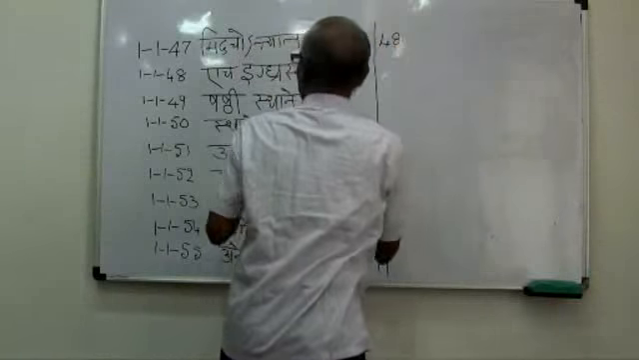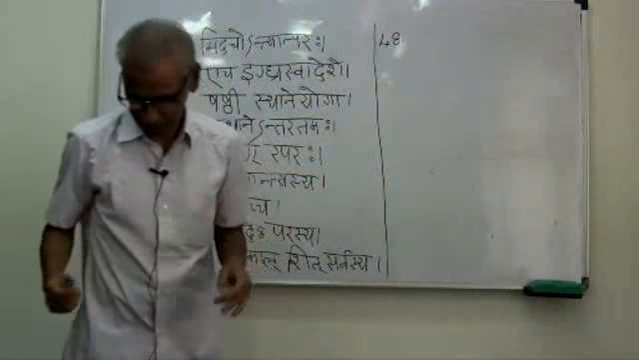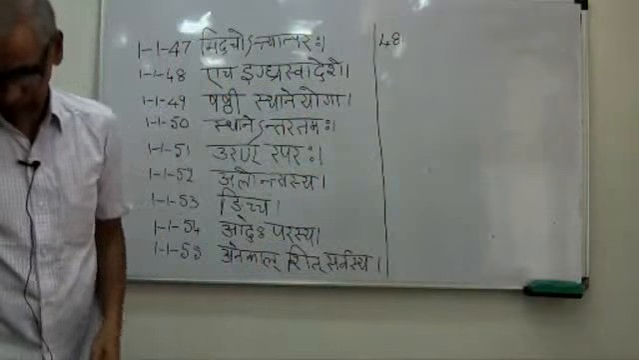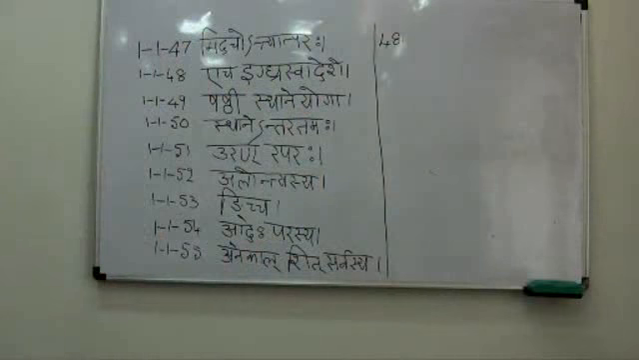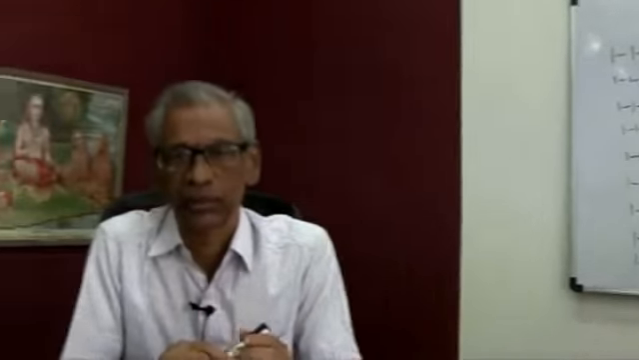48. Echo ig hrasvadeshe. Let us analyze this. Echo ig hrasvadeshe. This is the rule. We will divide the words. Echaha, ik, hrasvadeshe. It contains three words.